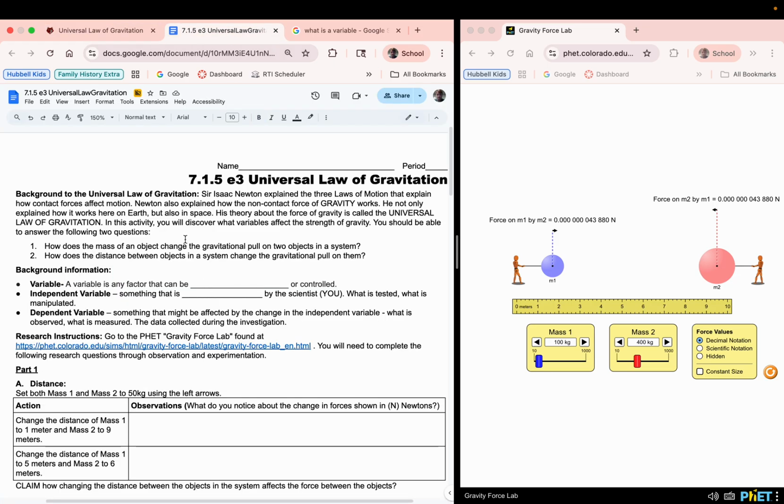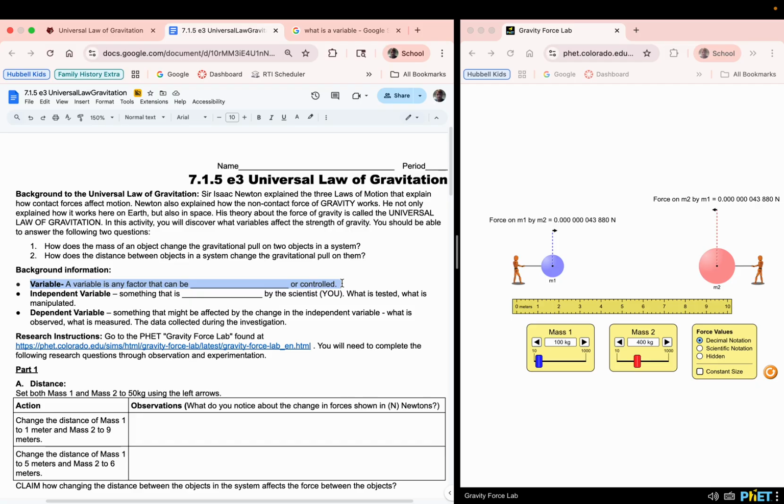So first things first, you guys will see up here at the top, it gives you some background information on Sir Isaac Newton, who came up with our universal law of gravitation. Here are our two overarching questions we're going to be addressing: how the mass of an object can change the gravitational pull on two objects in a system, and how the distance between those objects can change the gravitational pull between them. Okay? So I'm just going to give you these answers right here. Kind of reward those who are listening.